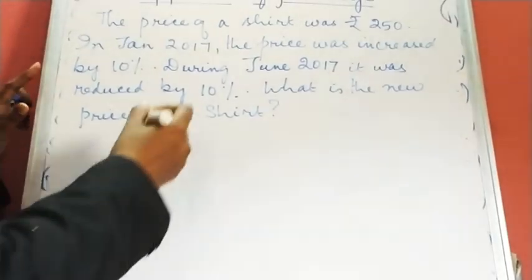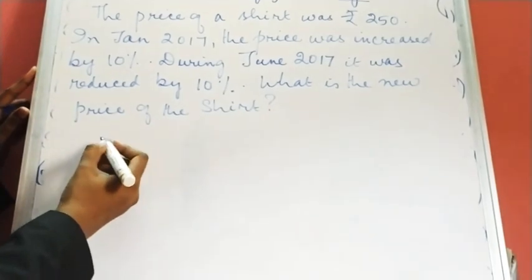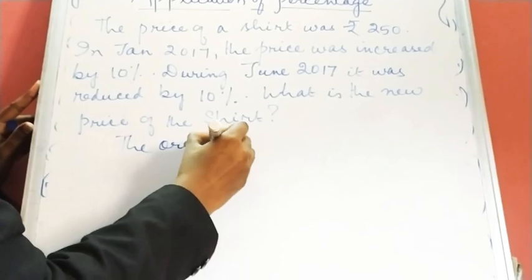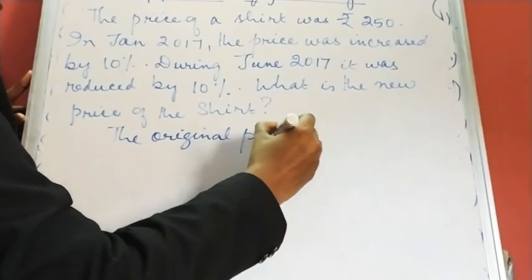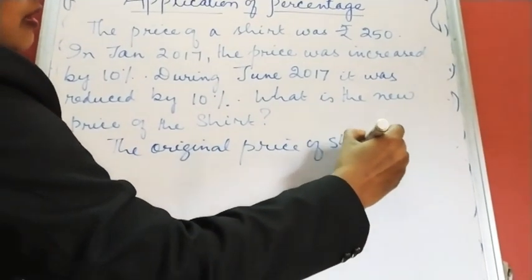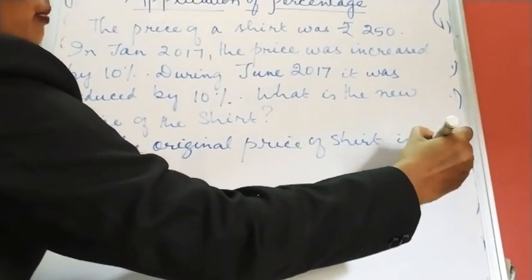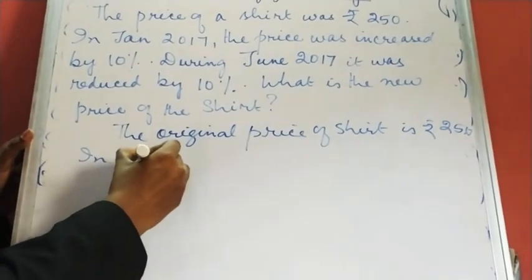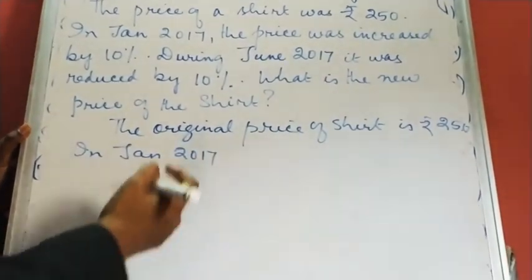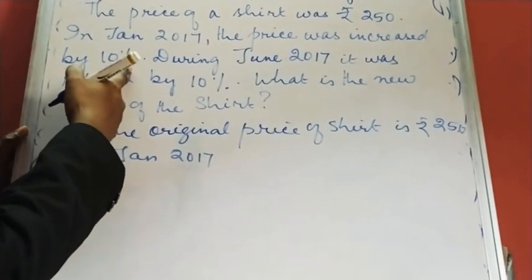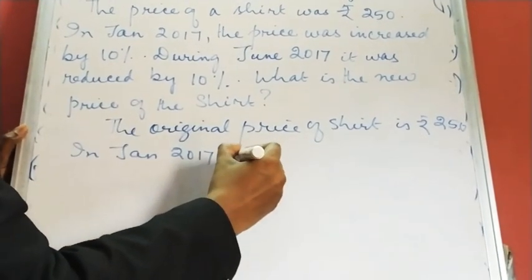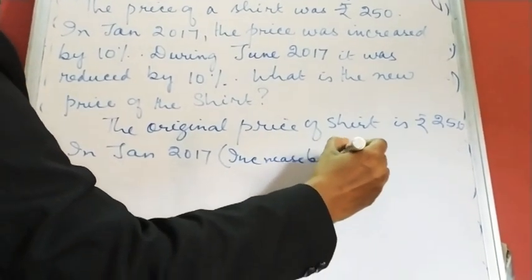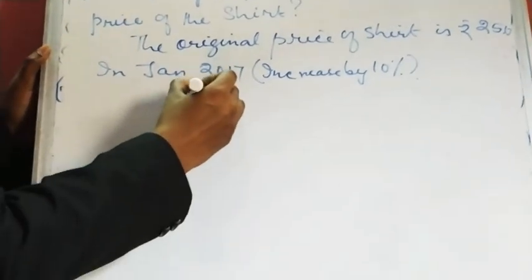The question says the original price of the shirt is how much? Rupees 250. And in the month of January 2017, the price was increased by 10%. So that is an increase in the rate by how much? By 10%. Therefore, the new price would be what?